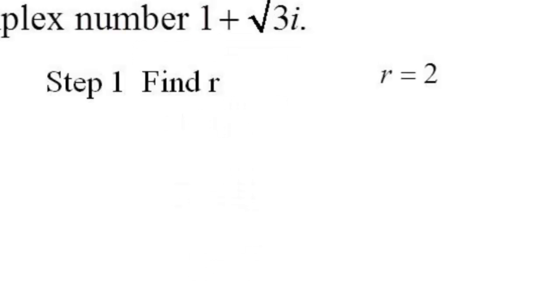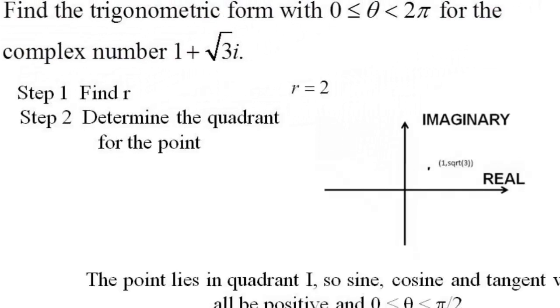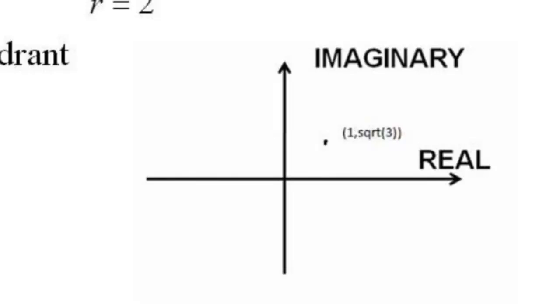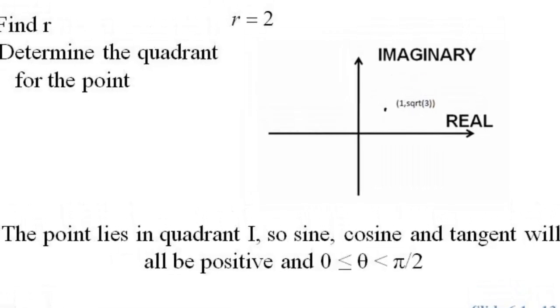Next, we want to determine the quadrant for the point. Looking at our complex plane, we have 1 plus the square root of 3i. 1 is the real, the square root of 3i is the imaginary, so we go to the right 1 and up square root of 3. The point will lie in quadrant 1, so the sine, cosine, and tangent will all be positive, and theta will be between 0 and pi over 2.